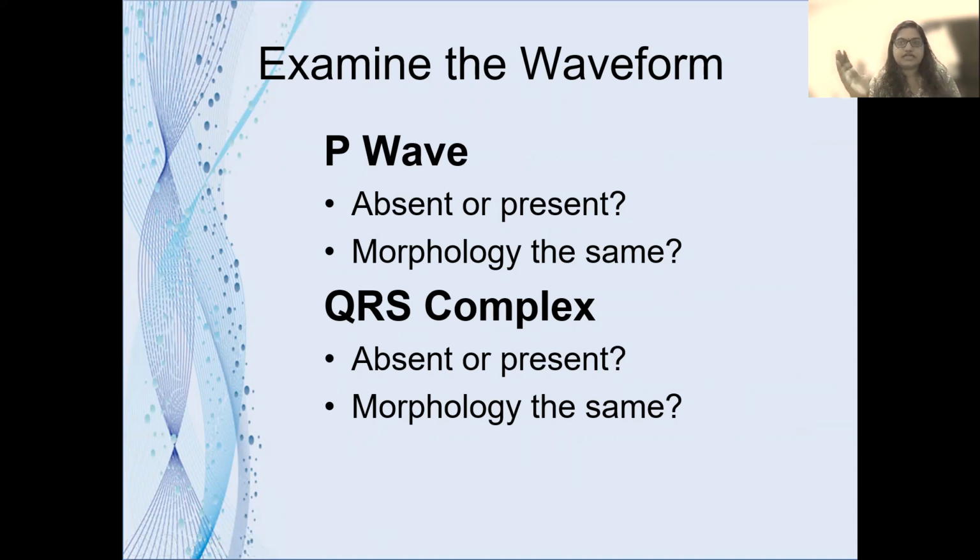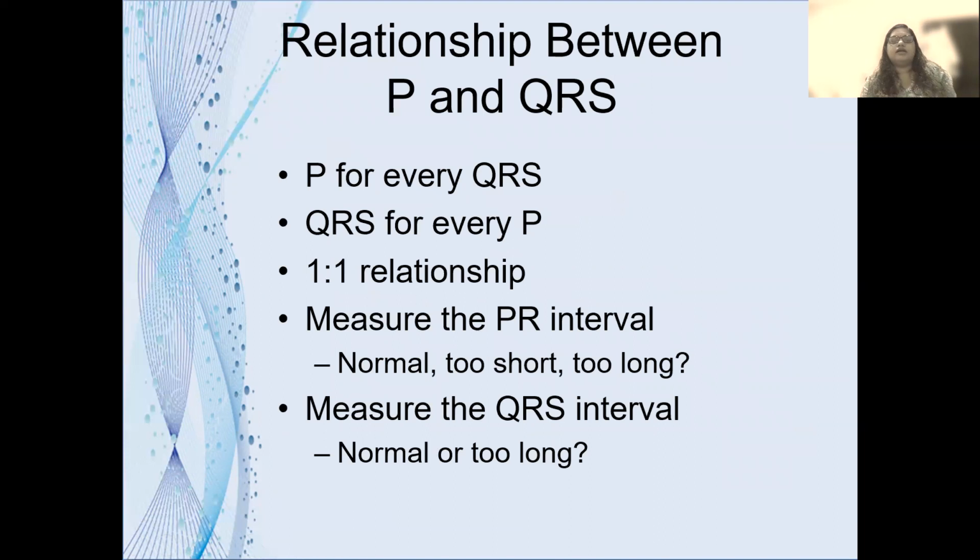It can differ, right? It can be narrow complex, it can be wide complex. Now, what is the relationship between P and QRS? There should be a P for every QRS complex, and a QRS for every P, vice versa. So it has to be there. One P has to be followed by a QRS complex. So it is a 1:1 relationship.